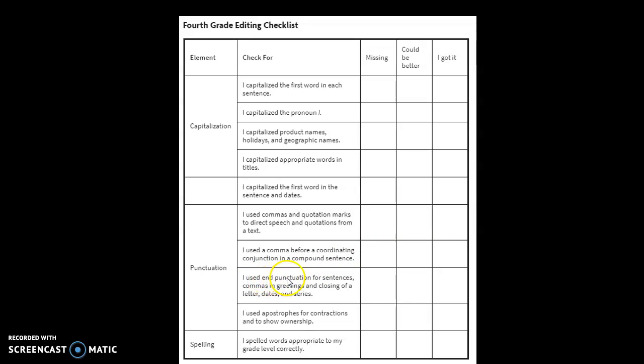I used end punctuation for sentences, commas in greetings and closing of a letter, dates, and series. I did use it at the end of my sentences, so got it. I used apostrophes for contractions and to show ownership. That didn't apply to us today, so I'll leave that blank.